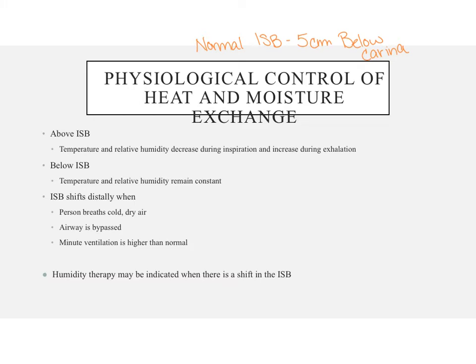This is because it is going to compromise the body's normal heat as well. So the body's normal temperature is 37 degrees. So if the ISB is shifted distally, the air is not being humidified and heated up to the body's normal temperature. So gas is going further in the body at a cooler temperature, which can bring down the core temperature.